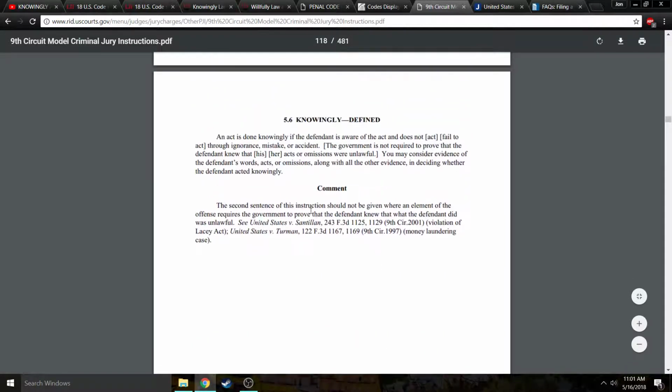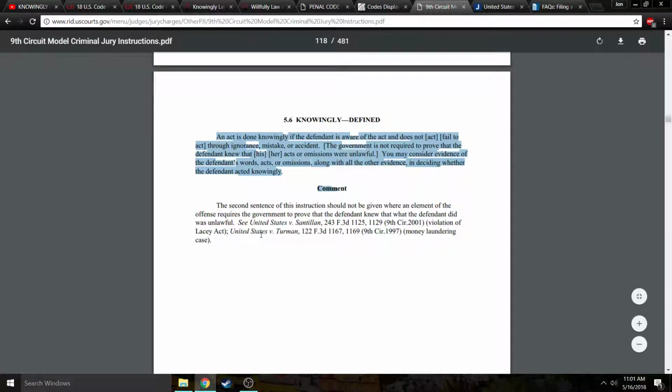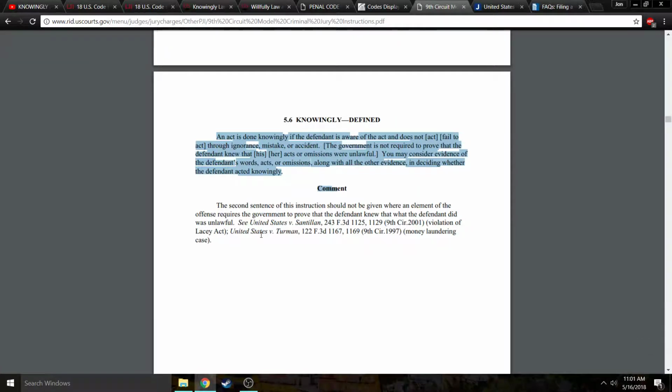I cheat. I just go to the criminal jury instructions. It gives you a definition that will most likely be given to the jury, and it'll give you citations. There's case citations down there and everything. So that's the easy way. That's a cheating way to do it.